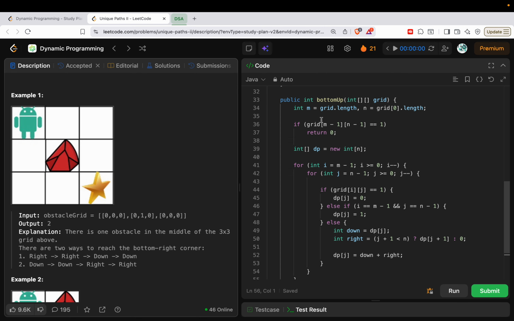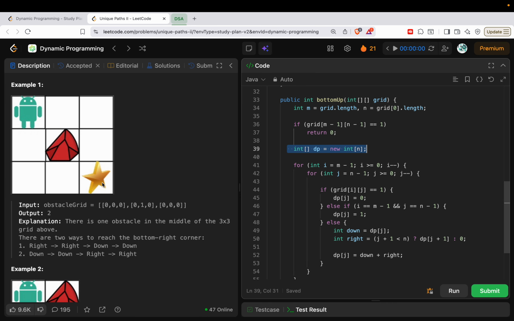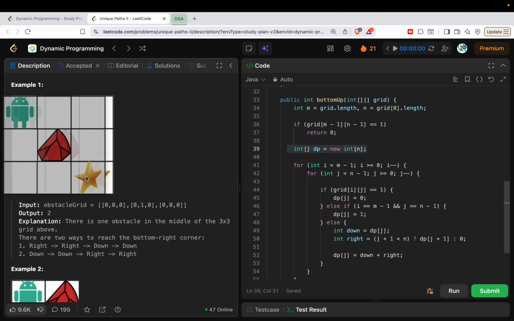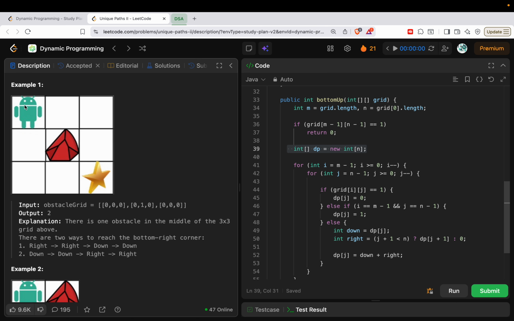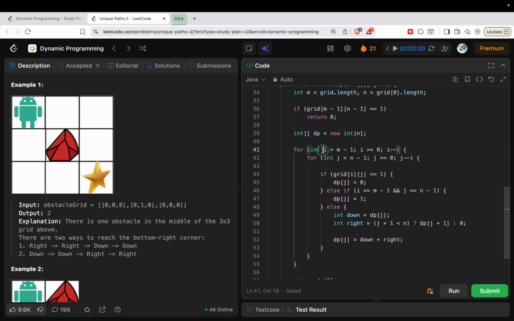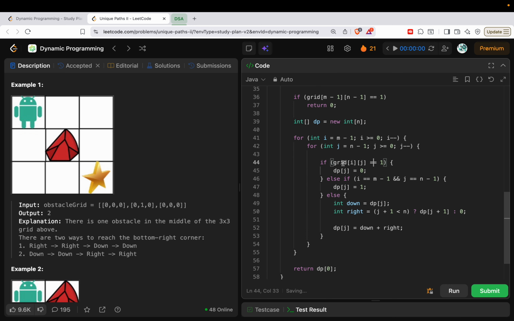I have defined a DP array of size n, which is the number of columns, and I am trying to go from the m minus 1 row all the way to the 0th row, and also in the columns I am computing in the fashion of n minus 1 to 0. Okay, so that is what I mentioned over here. So if the particular grid contains 1, that means there is no way I can reach the destination cell. So I will override the answer to the current cell as 0.